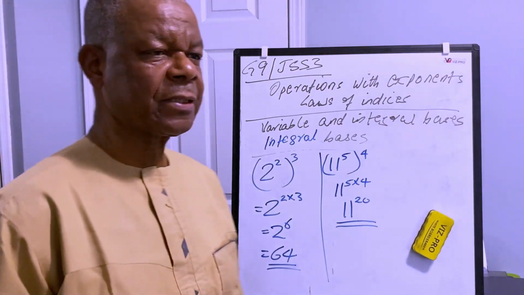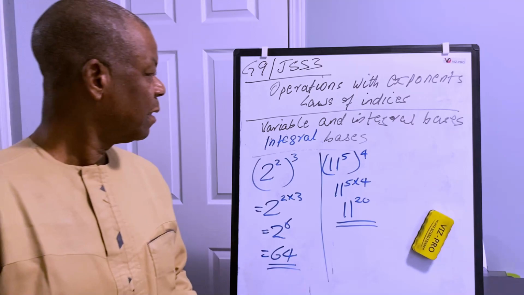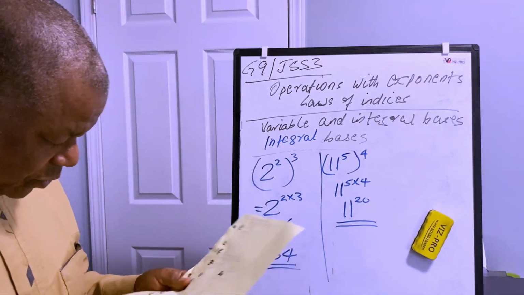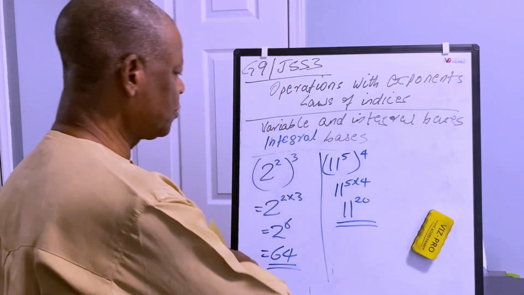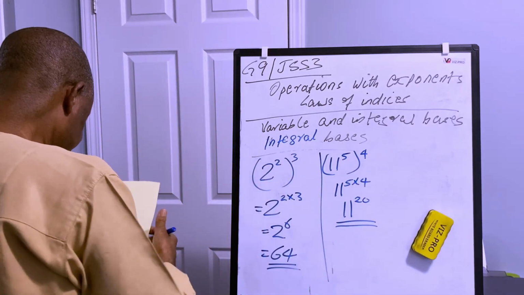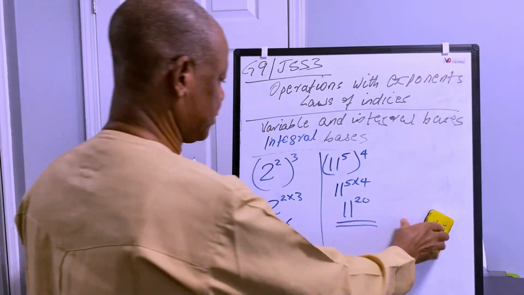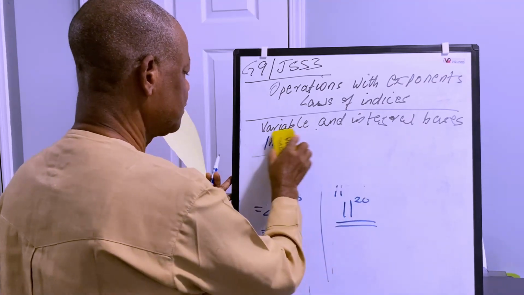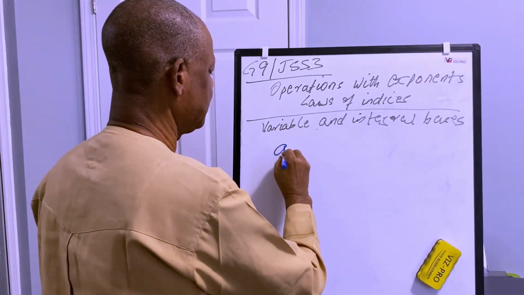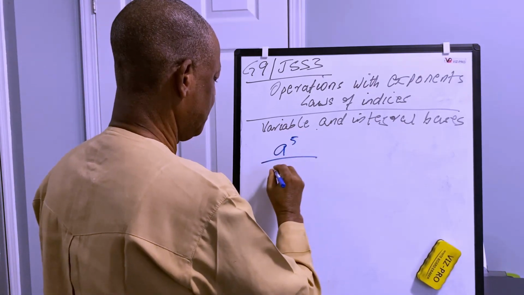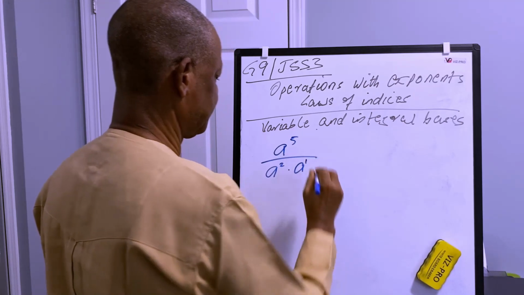That is this very particular law in these operations. We can stop there. Let's go to another bigger figure where we have a combination. Let's look at combination. We can be given A raised to power 5 over A raised to power 2, times A raised to power 1.